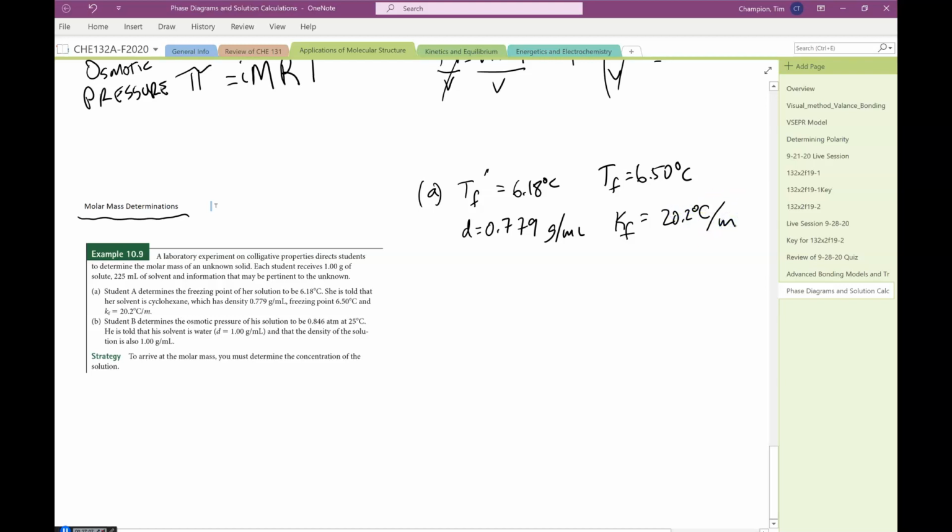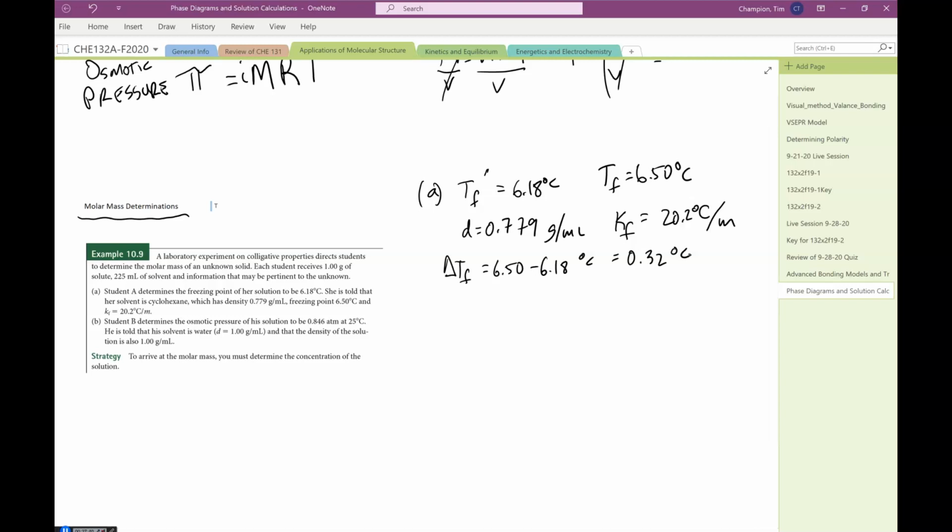Alright, so what we're going to try to do is figure out how many moles had to be present. So we'll start with the first equation. First of all, what's delta T sub F? Well, it's going to be 6.50 minus 6.18 degrees C. That's going to be 0.32 degrees C. So the freezing point went down 0.32 degrees C.